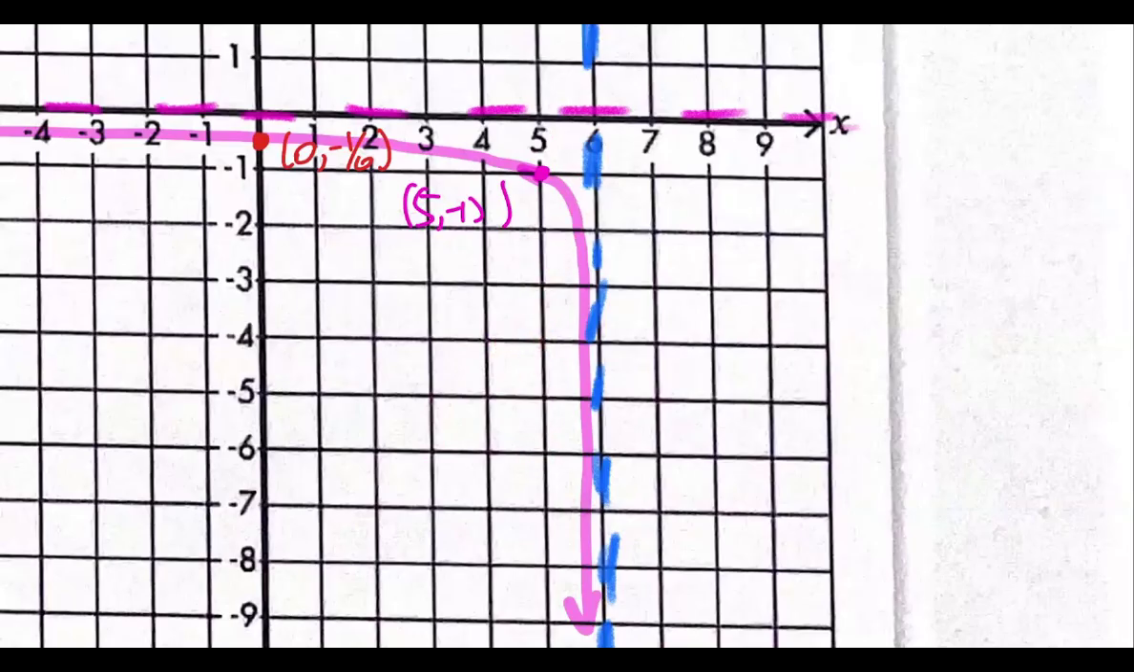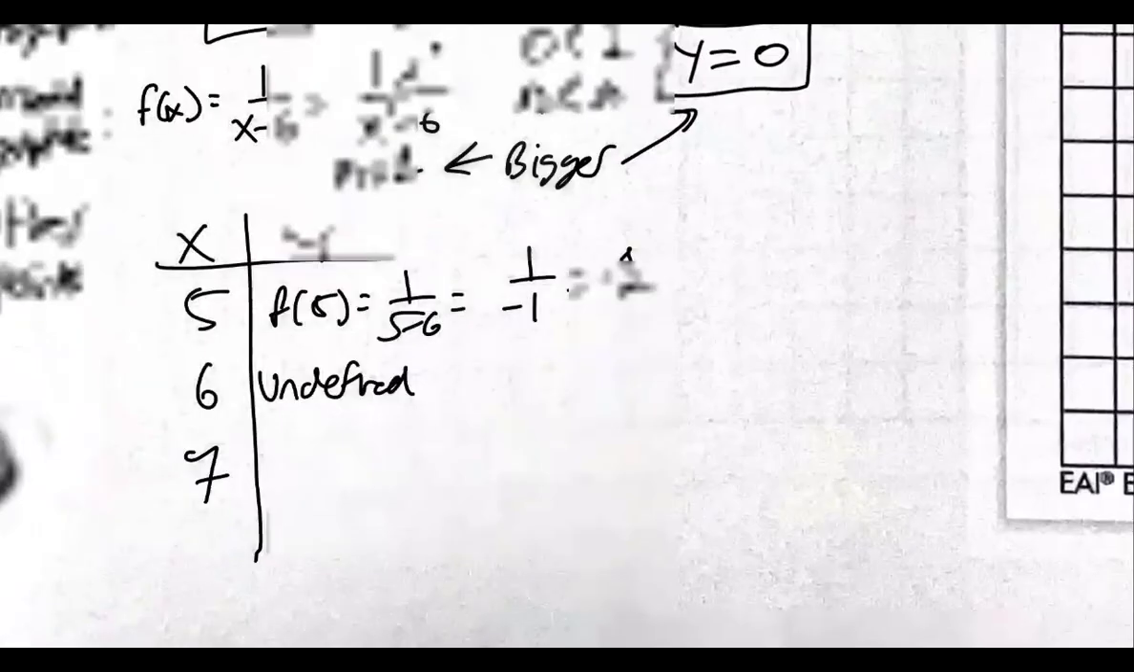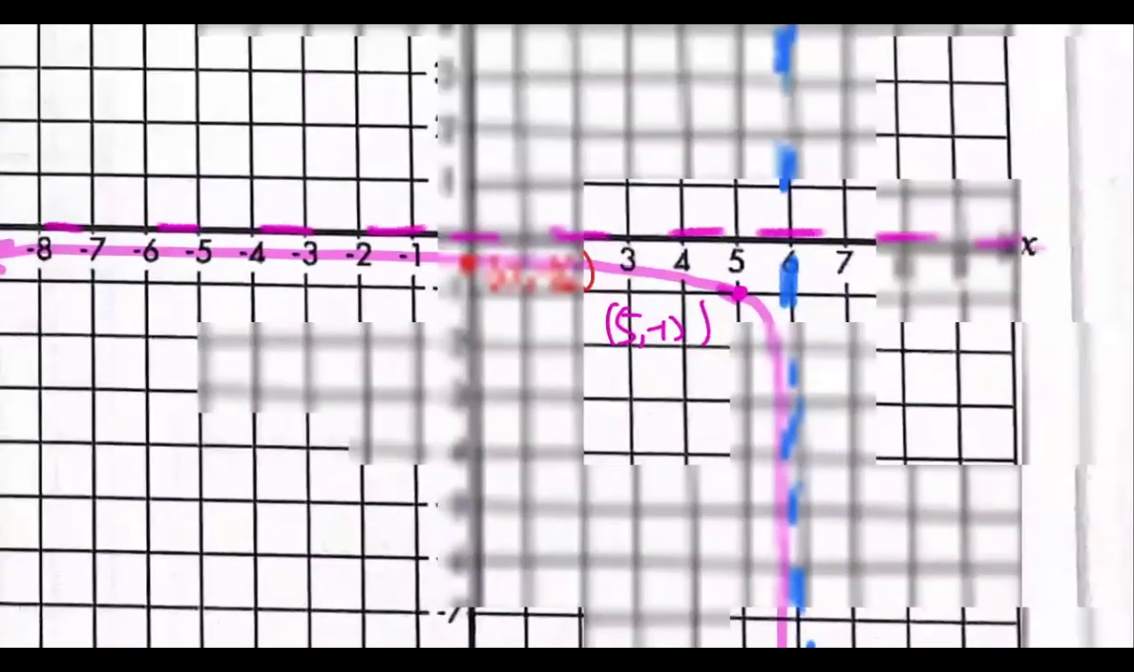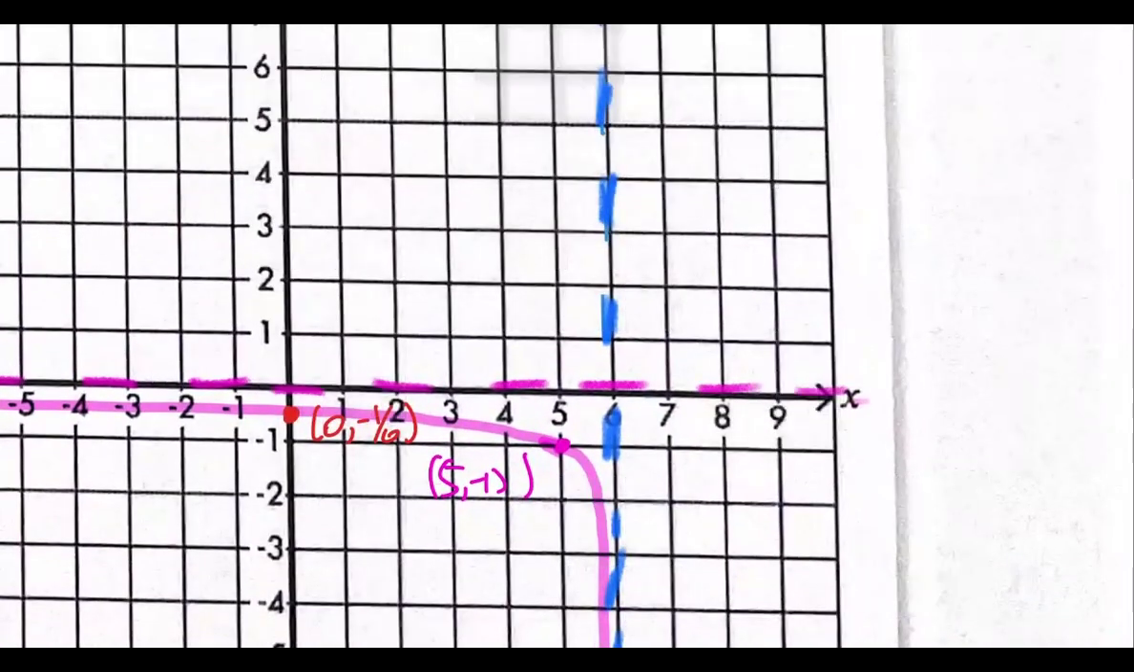So for part 7, we're going to plug in f of 7, 1 over 7 minus 6, which in this case is 1, which is just 1. So 7, 1 is also another coordinate, which is going to be right here. And then because we have boundaries, that means my graph is also going to curve like so, and then curve this way.